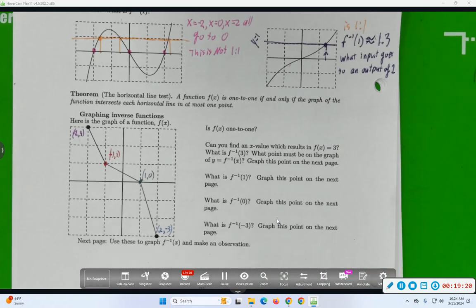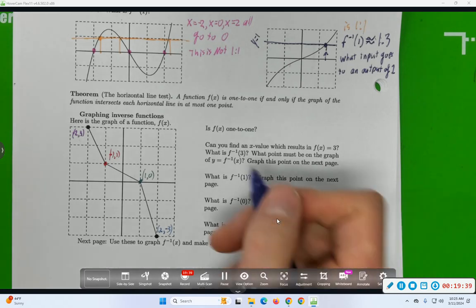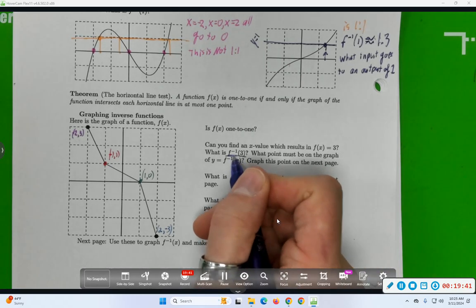In order to sketch the graph of the inverse function, I want to start by just finding points that have to be on the graph of the inverse function. To do that, I'll need to evaluate the inverse function at some input values. And I'm going to try to be very careful and guided with my color coding now. So let's start with this. Let's try to compute f inverse of 3.